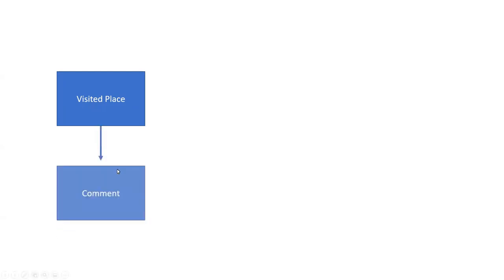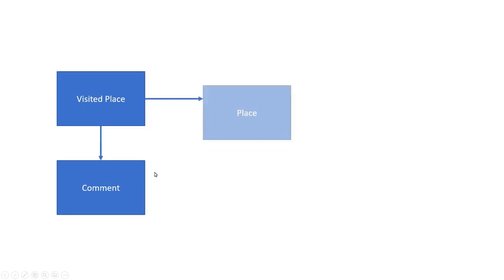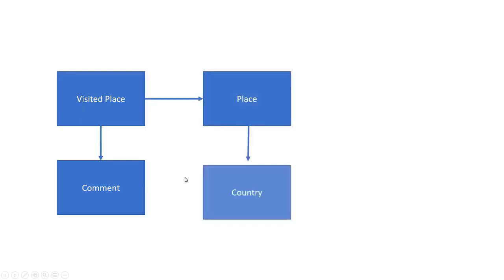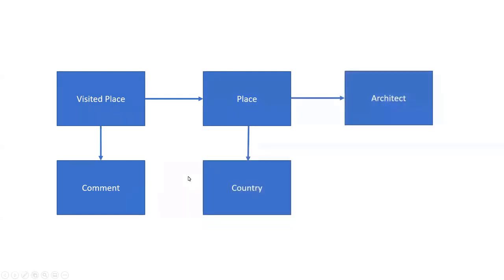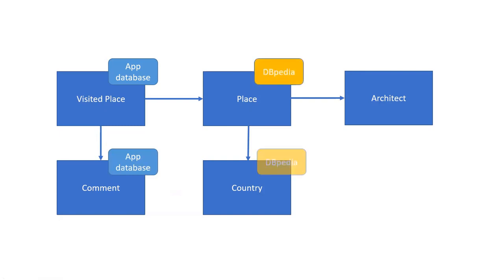Visited places will be linked to comments. A visited place will be linked to a place itself. A place is located in a country, and the place is potentially designed by an architect. Our visited places and comments data will be stored in our application database, whereas the places, countries, and architect are data from DBpedia that we will connect to.